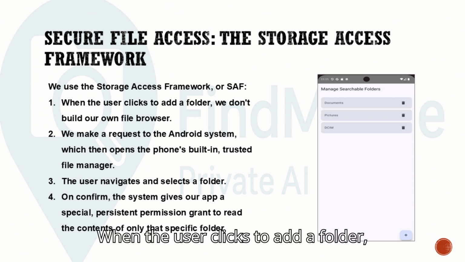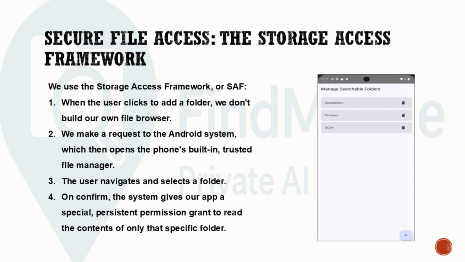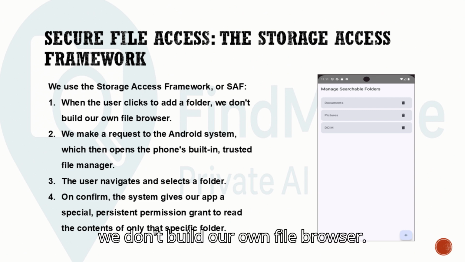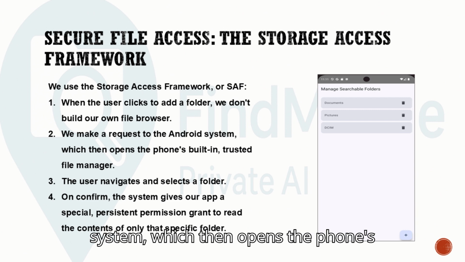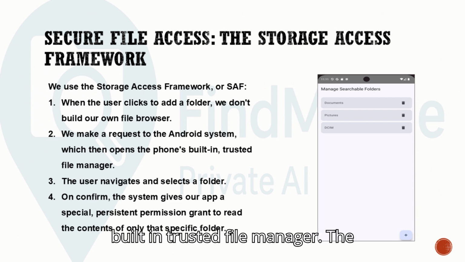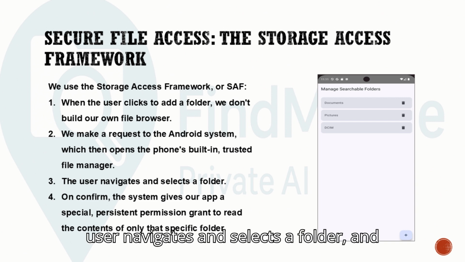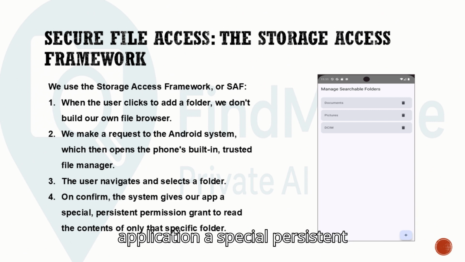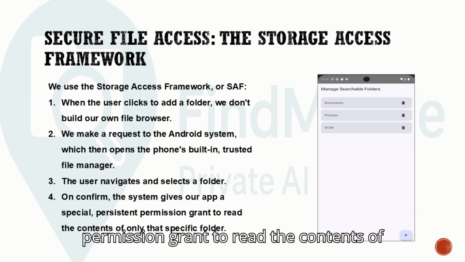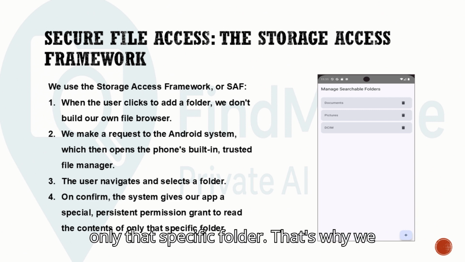which, when the user clicks to add a folder, means we don't build our own file browser. Instead, we make a request to the Android system, which then opens the phone's built-in trusted file manager. The user navigates and selects a folder, and when they confirm, the system gives our application a special persistent permission grant to read the contents of only that specific folder.